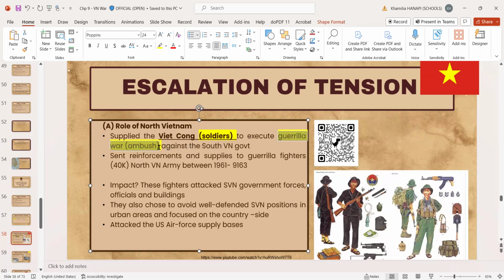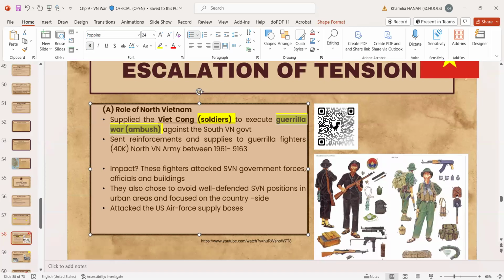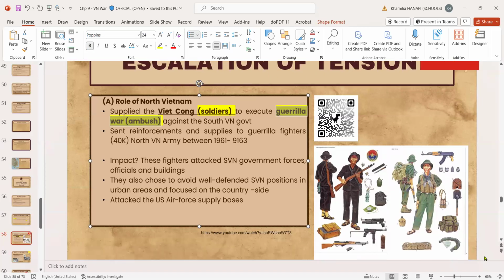If you look at the way that they are dressed like this, and later on you can watch the video, they don't look so well stocked or well supplied. The soldiers don't look like this because they are not. They have very limited weapons. But what they have is the grit and the experience of fighting.